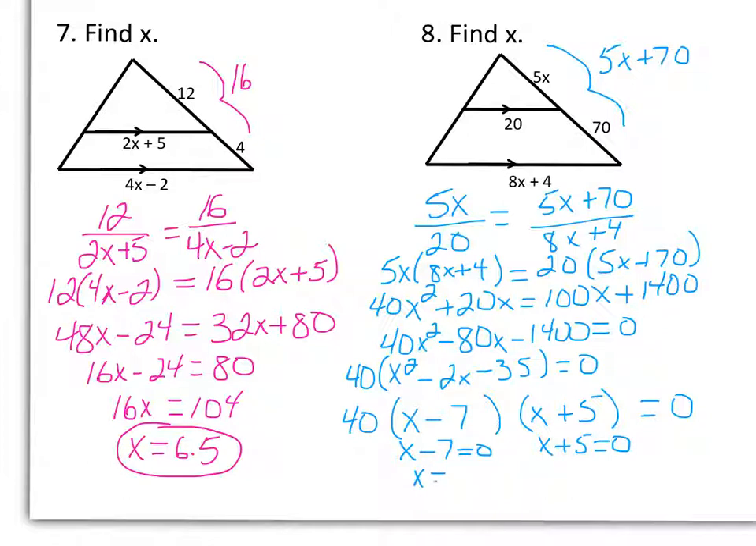So here we get 2 answers. X can be 7, x can be negative 5. Now, if I go back to my original triangle, I see that the shorter side was 5 times x. Well, if x is negative, then that means my side length is negative, which I can't have. So I have to reject negative 5. So my only answer is x equals 7.